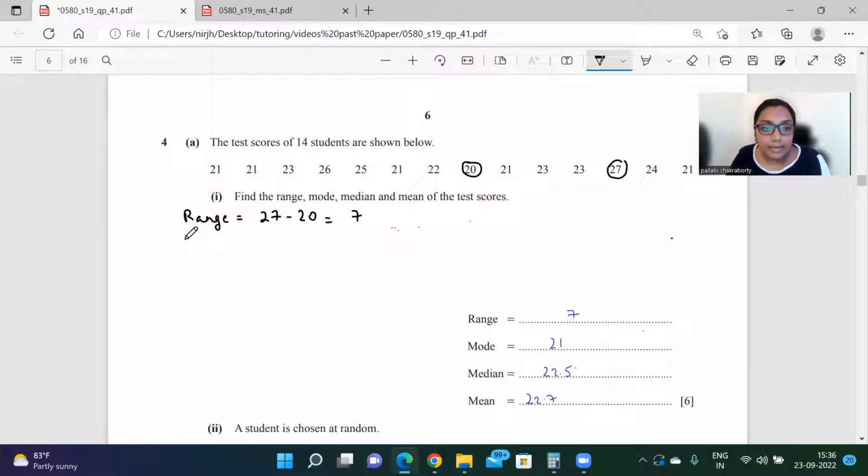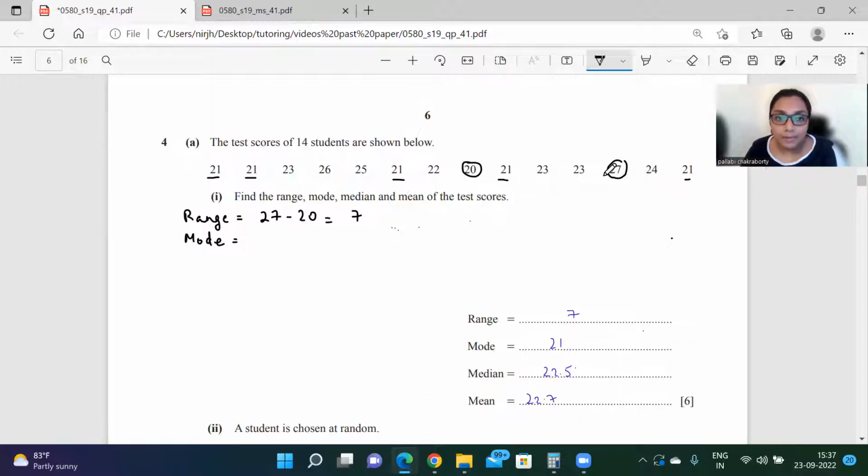Let's talk about the next average which we have to find, which is mode. Mode means the number which is appearing maximum number of times. So if you look at the data over here, the number 21 occurs 5 times: 1, 2, 3, 4, and 5. That is the maximum. Therefore, the mode of the data is 21. There is another way to find out the mode. We will discuss that shortly.